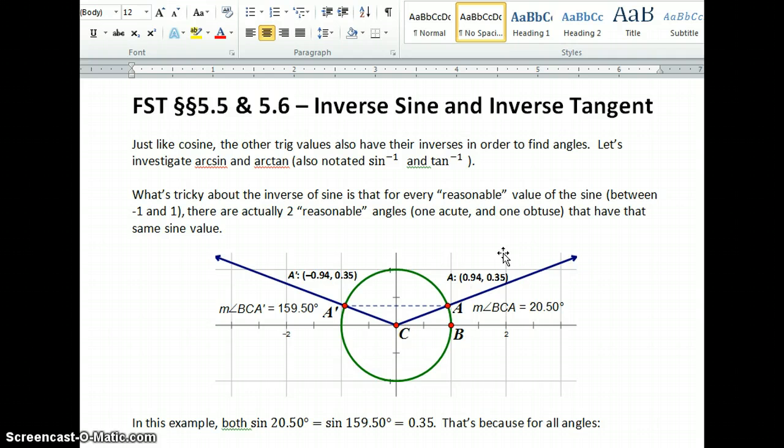But realize that there's another angle over here that has the same height as this point over, that's our 20.50, which is about 159.50 degrees, which is a perfectly nice angle also. So one thing you have to worry about with inverse sine functions is in problems where you want some sort of obtuse angle, you have to make sure that on your own you interpret this. The calculator is always going to give you something in this quadrant over here. But oftentimes, what you really also want is to consider the obtuse angle as well.